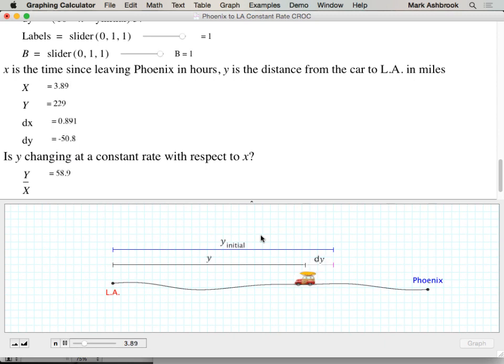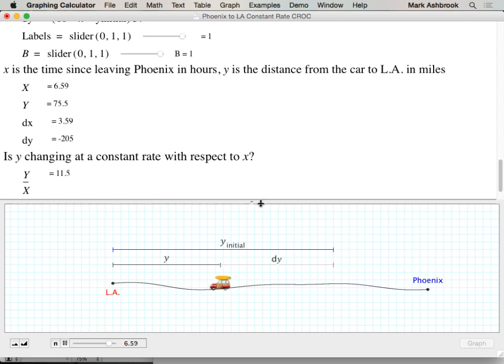Okay, I'm going to show you now the ratio of y to x. So at any moment, this number is telling you what the ratio of y to x is. We know that x is increasing and y is decreasing, and so that y over x value changes as the car goes. So is y changing at a constant rate with respect to x? How many no's do we have? Confident no's. How many still uncertain? Okay.